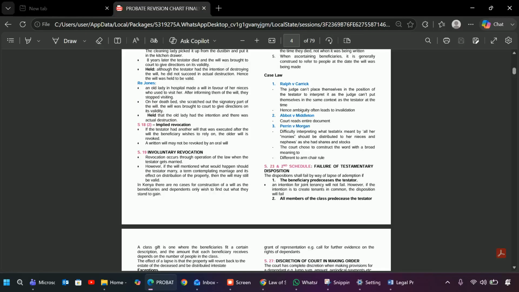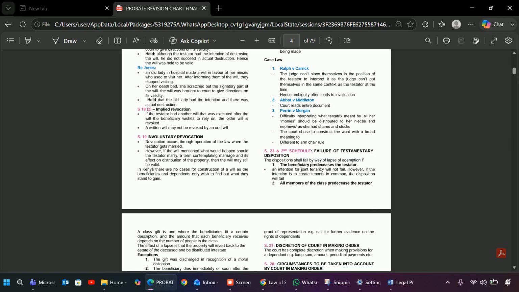Then you have section 19 on involuntary revocation. This is where revocation occurs through operation of the law when the testator gets married. However, if the will mentions that this will happen should the testator marry, a term contemplating marriage and its effect on distribution of the property, then the will may still be valid.